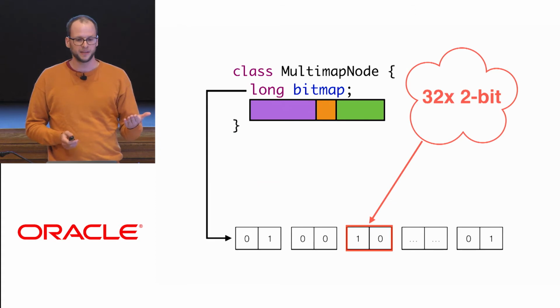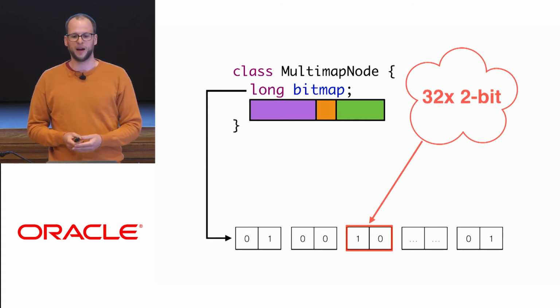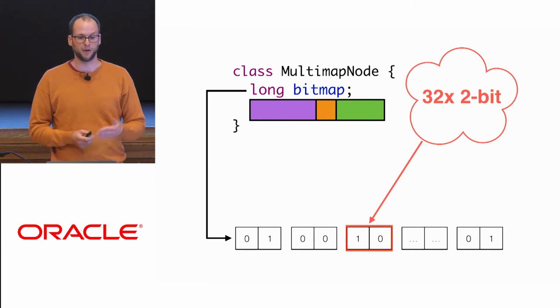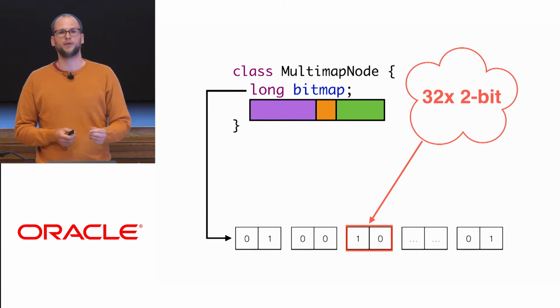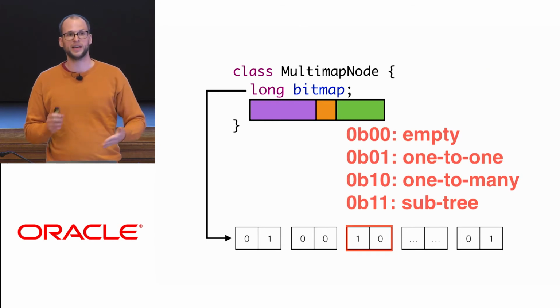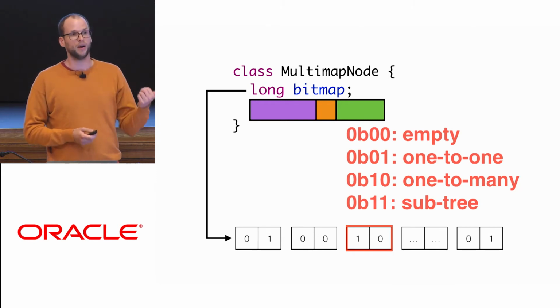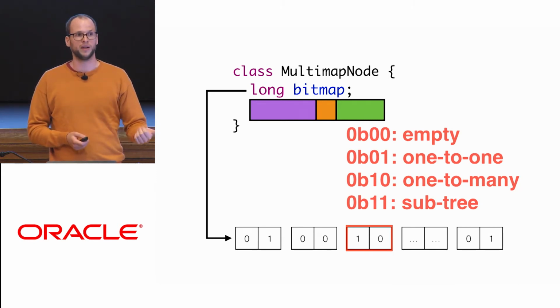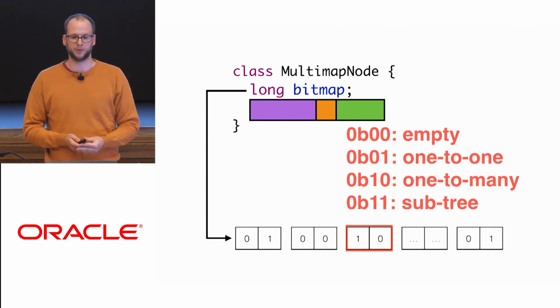So how's that done? To give you some intuition, we have to associate some metadata with those nodes. That's here in the form of a bitmap of type long, where we use chunks of 2 bits for indicating the type of a slot. In our case, that can be either empty, which we use later for compressing away the empty slots. Then we can distinguish 1-to-1 and 1-to-n mappings. And last but not least, we can reference subtrees.